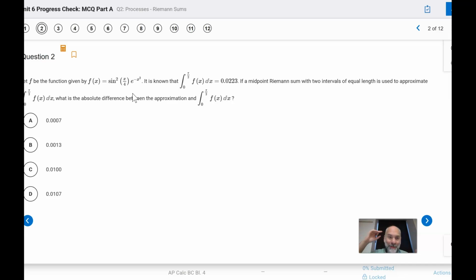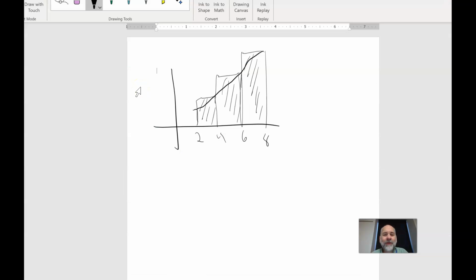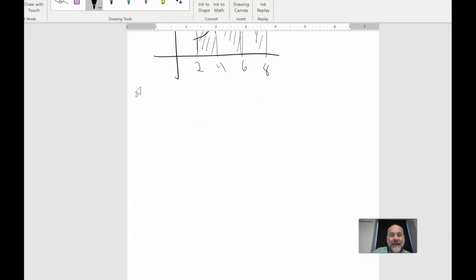I don't know exactly what this function looks like, but I can tell it's all positive between 0 and pi over 2. Starting at 0 would be 0 because sine of 0 would be 0. So it's going to be some kind of positive function. I have no idea what it looks like, going from 0 to pi over 2.